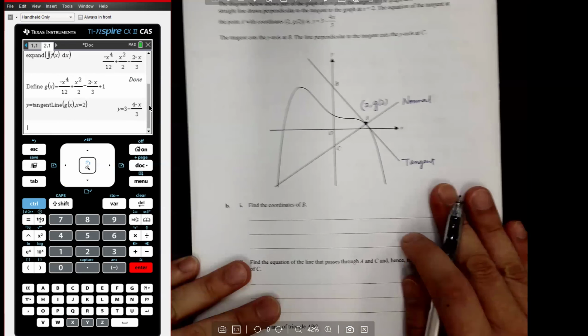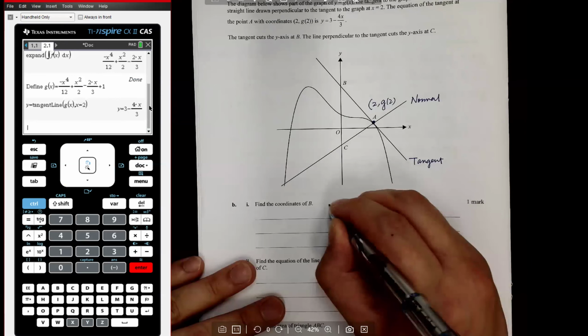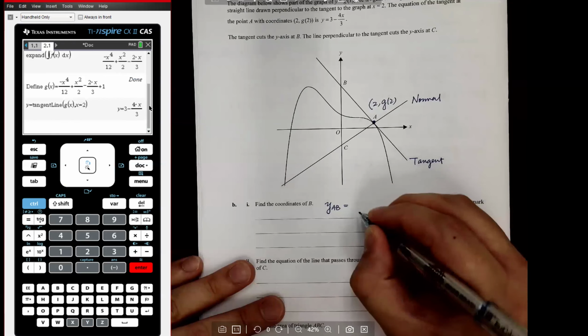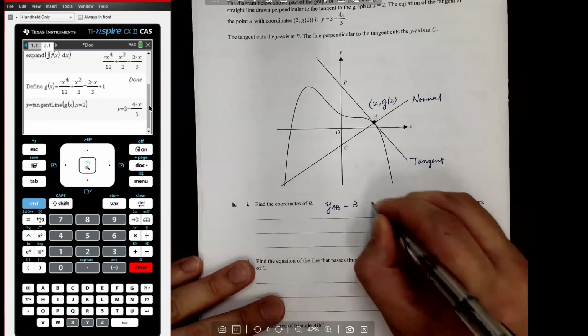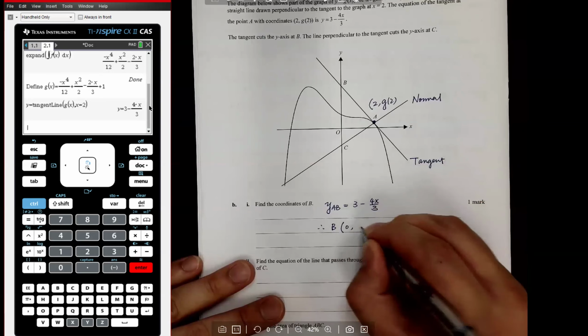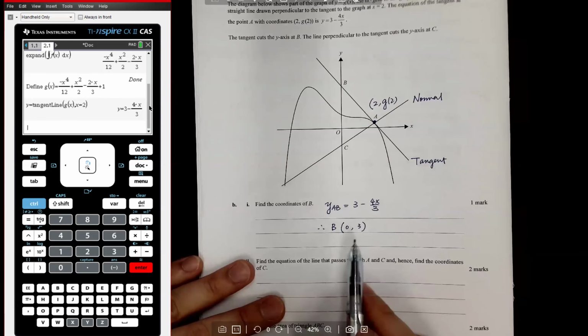As part of my working, I probably would say, okay, y AB, that is the tangent line, that is 3 minus 4x on 3. Therefore, the point B is (0, 3), okay? So that's all you need to write.